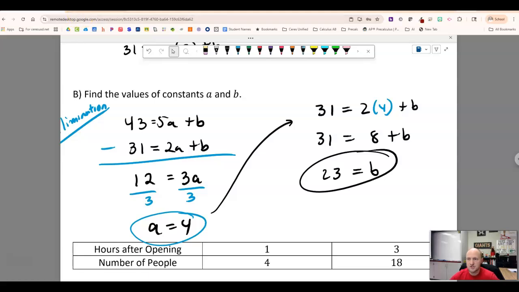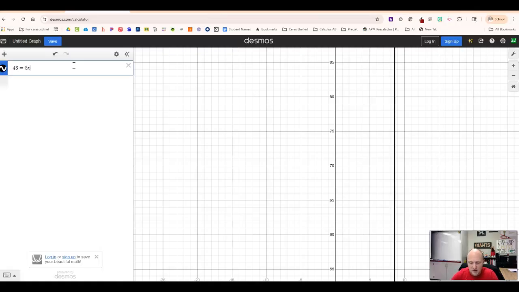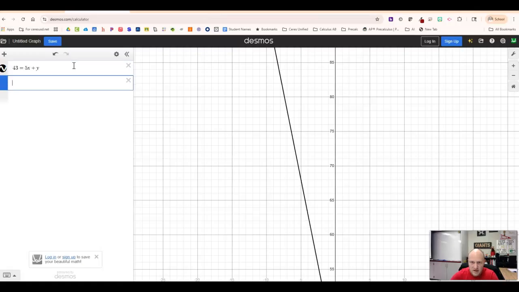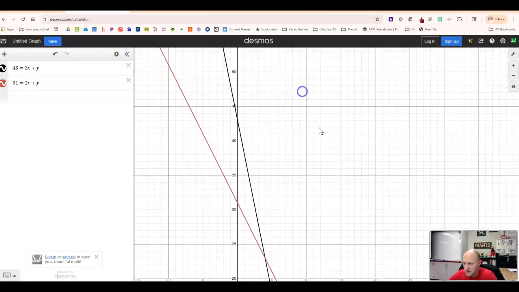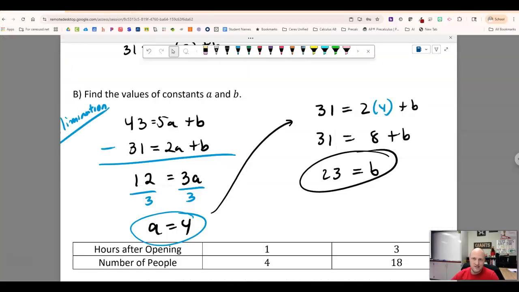Again, you could have solved this via graphing, so I can go ahead and graph this. So 43 is equal to 5x plus y, and 31 is equal to, I think it was 2x plus y, and we can find their intersection. They touch right here, 4, 23. So solving with graphing, pretty simple.